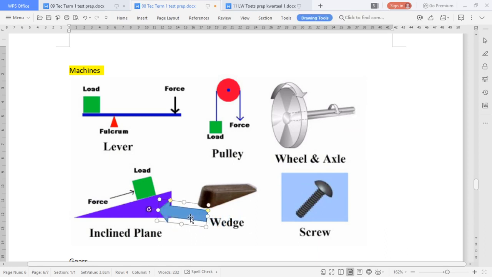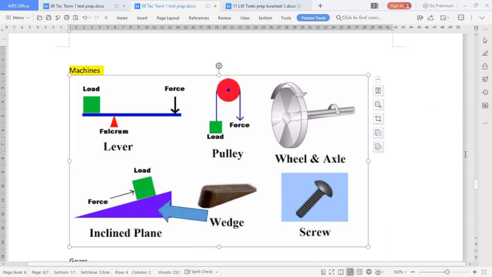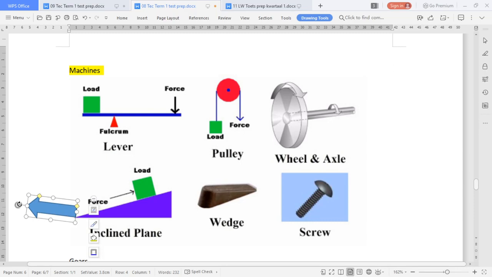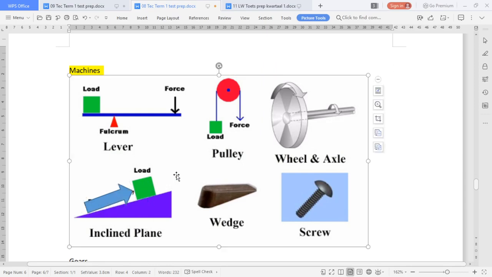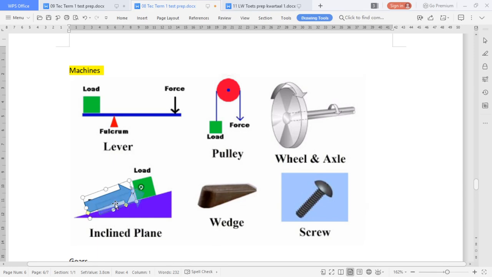This is an inclined plane. An inclined plane is stationary, and this one doesn't really make the work much easier, but we need a force from this side to carry the load up the inclined plane. The reason why I've got the inclined plane there is because the next one here is a wedge.